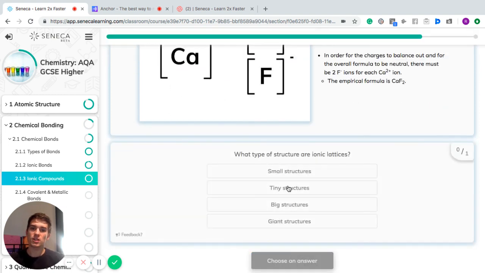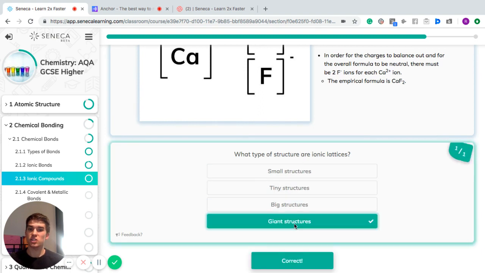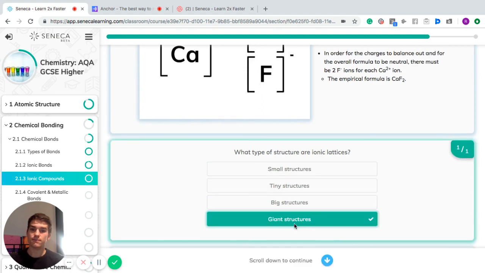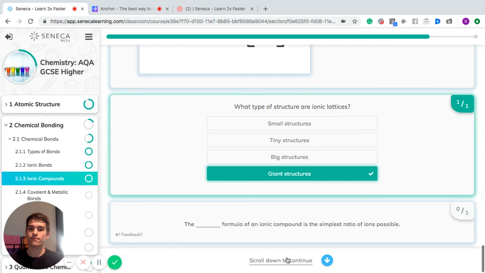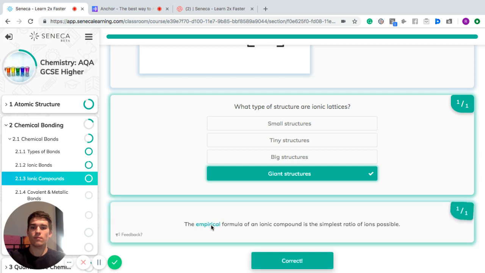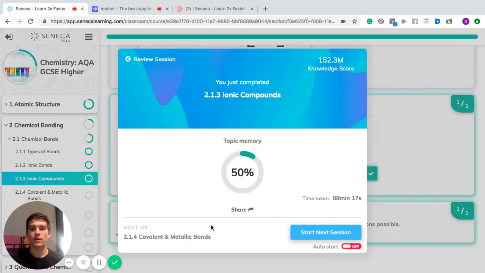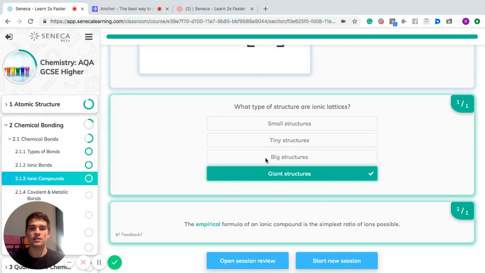What type of structure are ionic lattices? Remember, they're giant structures. The empirical formula of an ionic compound is the simplest ratio of ions possible.